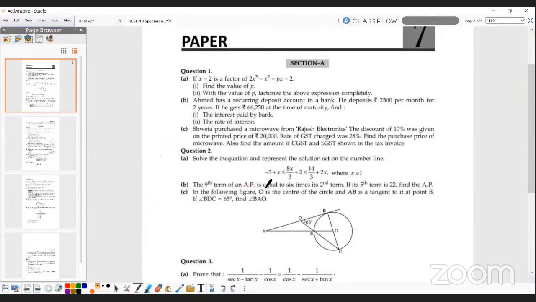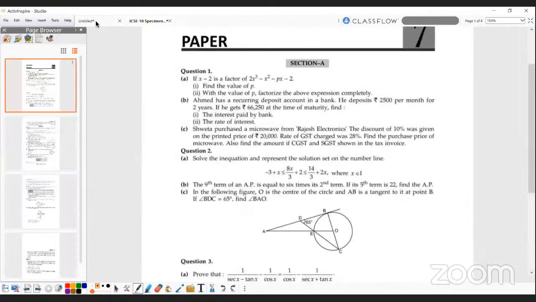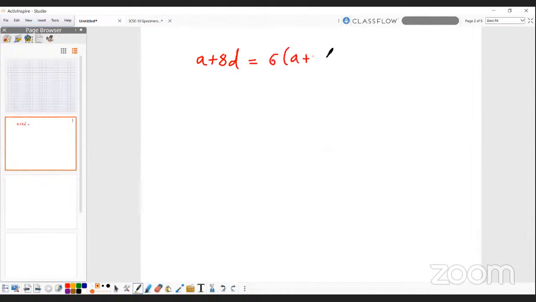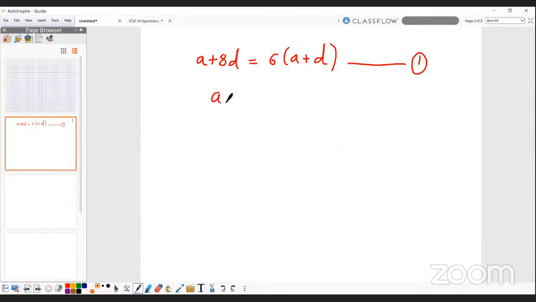Ninth term of an AP equal to 6 times the second term, our equation will look like: ninth term will be A plus 8D equal to 6 times the second term. So 6 into A plus D. This will be our equation 1. Fifth term is 22. So this will mean A plus 4D equal to 22. Just solve these equations to get the value of A and D. One answer I have got for A, okay, D also. One student has given the answer. Others also please solve it.